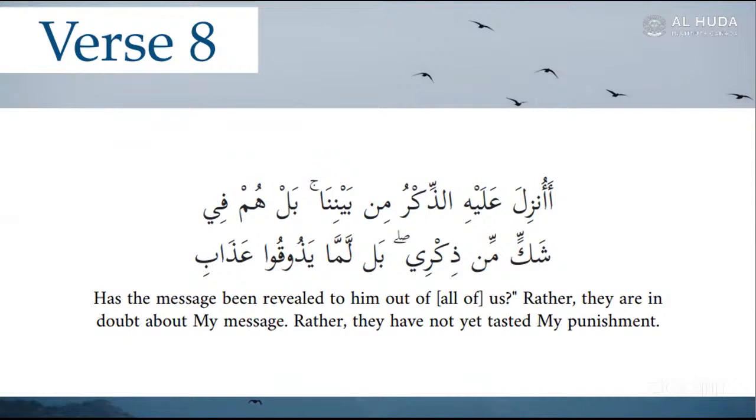And the reason behind their shak is their bias. So Allah says, negating their claim that the one selected for this dhikr, this Qur'an, should have been the noblest person amongst them, Bal hum fi shakkim min dhikri. Rather, they are in doubt about my message. Bal lamma yaduqu adab. Rather, they have not yet tasted my punishment.